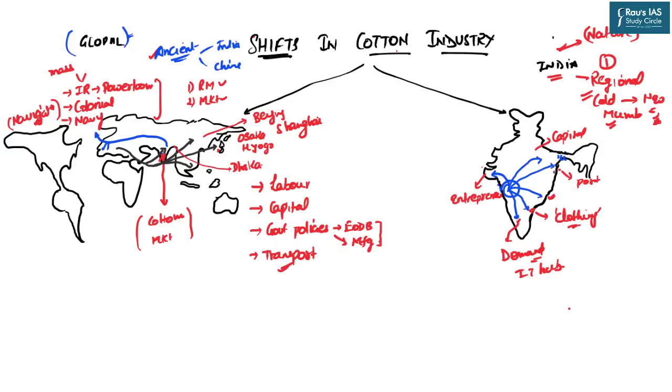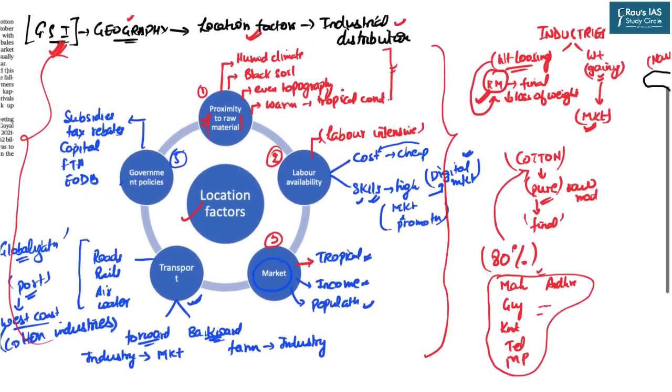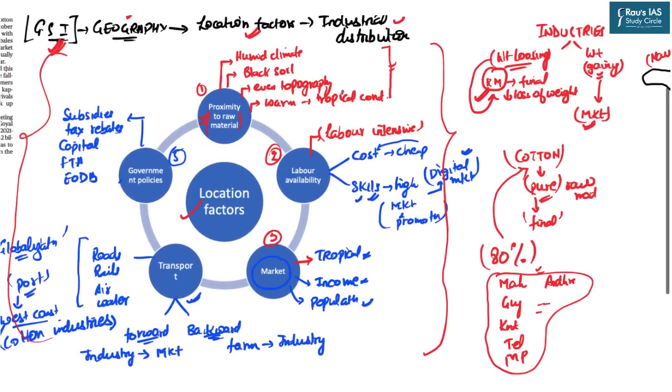So again, here I am repeating this point that these are the shifts in the cotton industries from the global as well as India's perspective. But the reasons for these shifts somewhat lie in the basic locational factors which affect the distribution of the cotton industries. If you understand these very factors, you can come up with the reasons for any shifts in any industries. And therefore, we will revise the locational factors in brief once again.